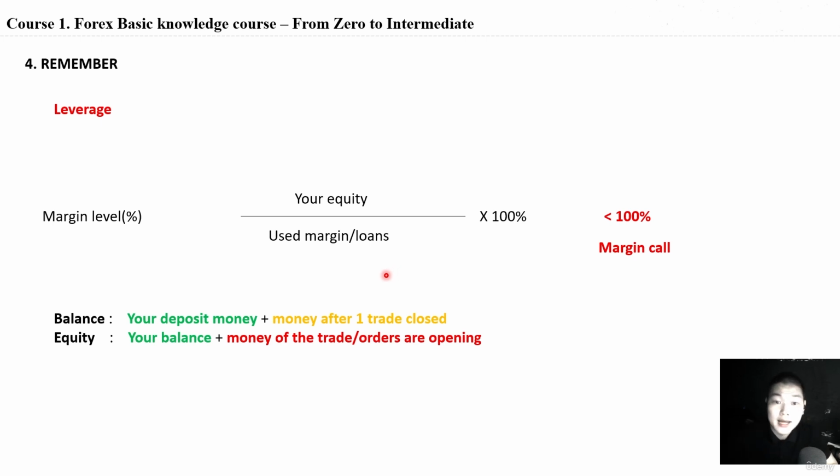And what is the balance and what is the equity? Your balance is your money after a trade is closed, and equity will be your balance while a trade is still open. Therefore, your margin level will go up or down while your trade is still open. When your margin level is less than 100%, it means that your account is very near a margin call. Margin call means that your account needs to pay the loans or margins to the broker, because the broker will not permit you to exceed the margin levels.